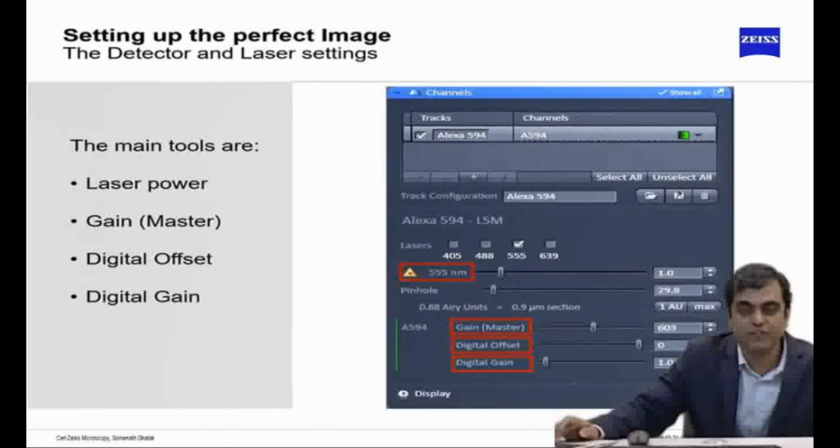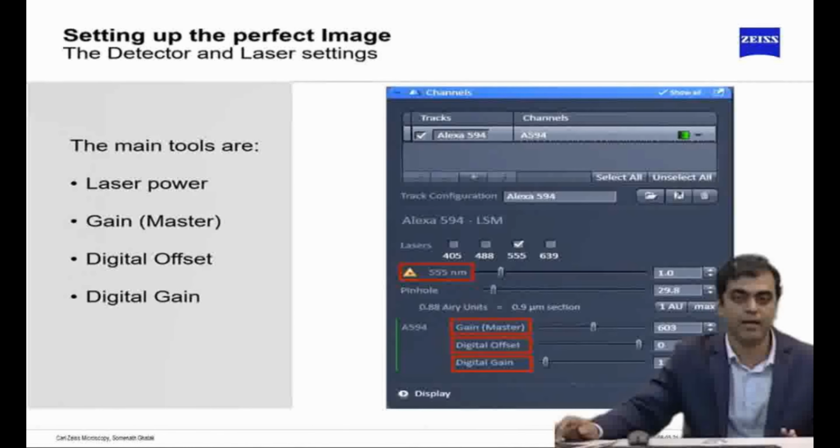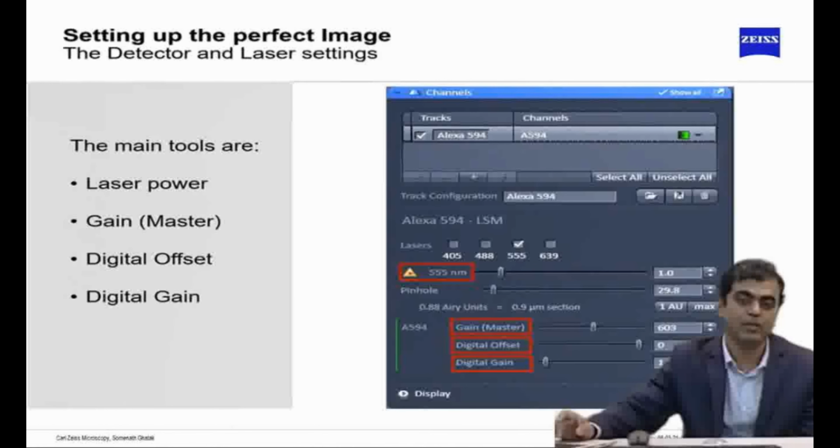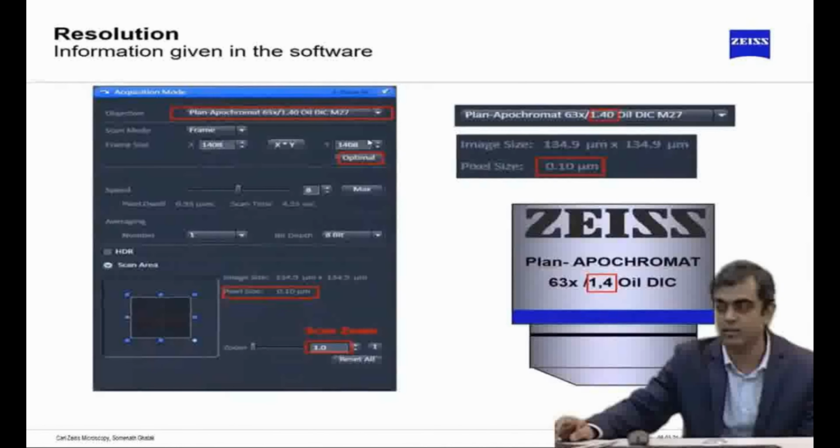The digital offset is the threshold intensity level, which will deduct the background intensity from the main signal. So it will automatically put a threshold limit and the background noise will be deducted from it. And the digital gain, in case we do not have a good signal, then we want to amplify the signal, but in the process the noise will also get amplified. So the digital gain should be the last resort to look for.